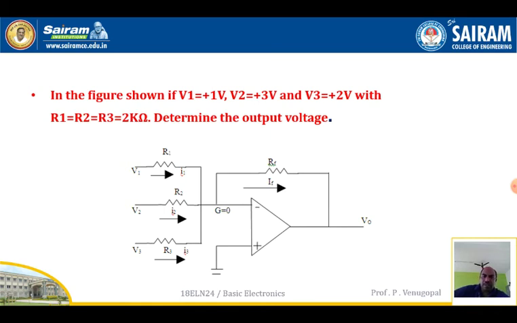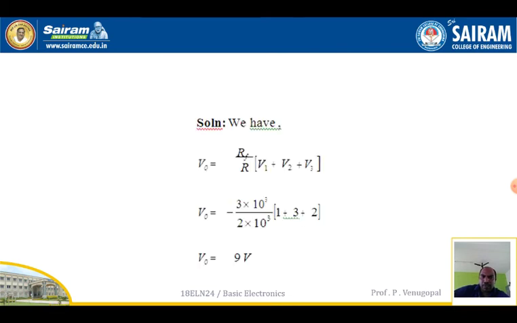So we know the formula for the output voltage of an inverting summer. V0 is equal to minus Vin into RF by R1 plus RF by R2 plus RF by R3. So here the voltages are V1, V2, V3. Therefore, V0 we can read as minus RF into V1 by R1 plus V2 by R2 plus V3 by R3. So V0 is equal to RF divided by R1 into V1 plus V2 plus V3, but you should add the minus sign in the first equation.